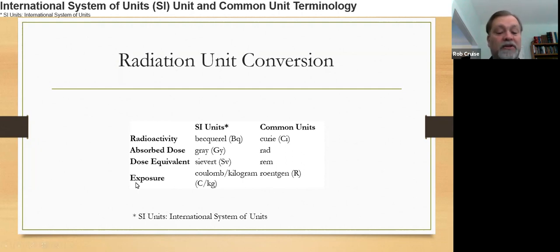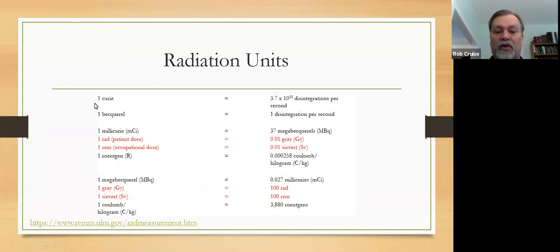And exposure itself is the roentgen, named after William Conrad Roentgen, who discovered X-rays in November of 1895. So the coulomb per kilogram is the SI unit. The only ones that are really important to you guys are the gray and the sievert, the rad. So there's a whole bunch of different things on here. We're just going to focus on the items in red.